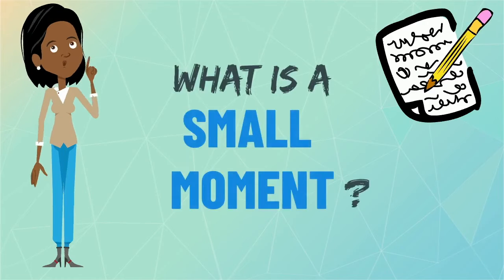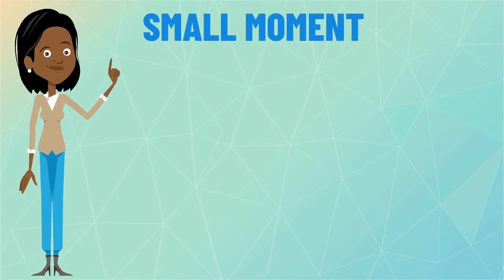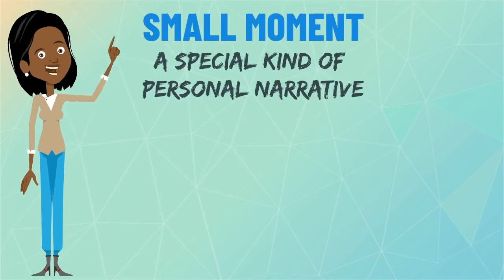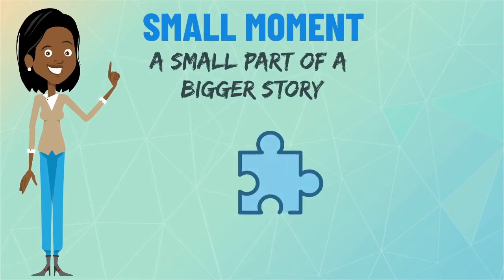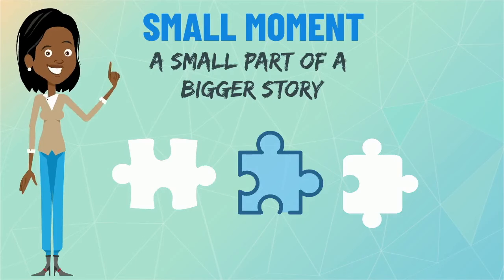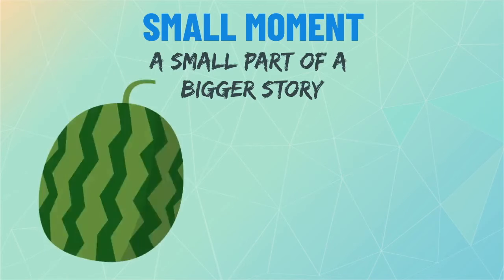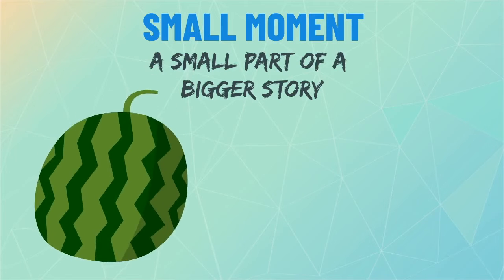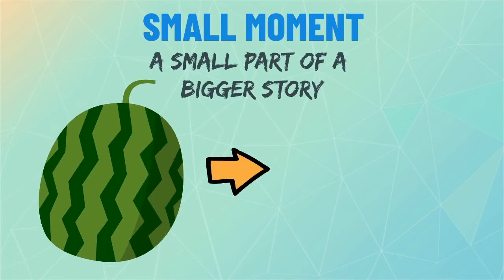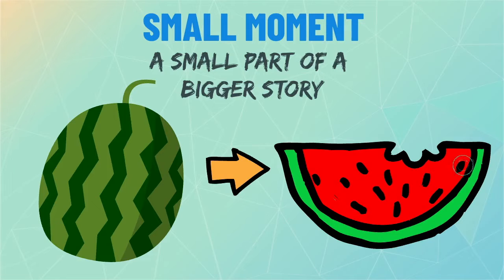What is a small moment? A small moment is a special kind of personal narrative. It is a small part of a bigger story. A good way to remember it is by thinking of a watermelon. A watermelon is a really big fruit, so you can think of it as the big moment. Each watermelon has lots of tiny seeds. The seeds are the small moments.